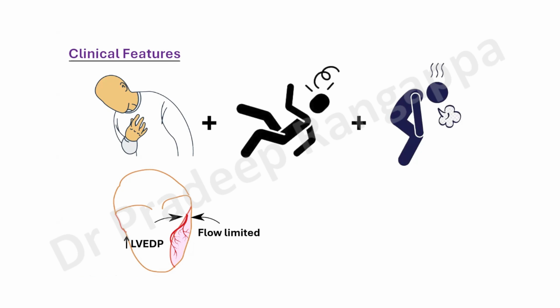So the coronary blood flow is limited because of the hypertrophy and subendocardial ischemia, and the coronary perfusion pressure gets impaired, and this leads to some sort of chronic ischemia, which leads to angina for these patients. And why does syncope and exercise intolerance happen?